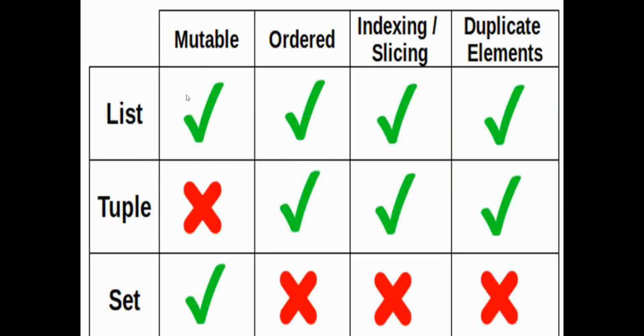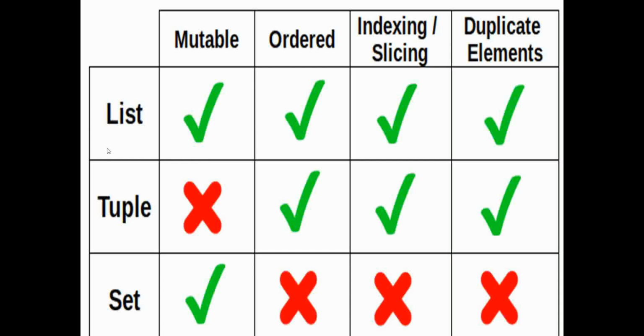Here you can see the list, tuple and set. Here the list is mutable, tuple is immutable, set is mutable. That means in both the list and set we can change the values, but in a tuple we can't change it. And ordered: the list is in order, tuple is also in order, but set is unordered.